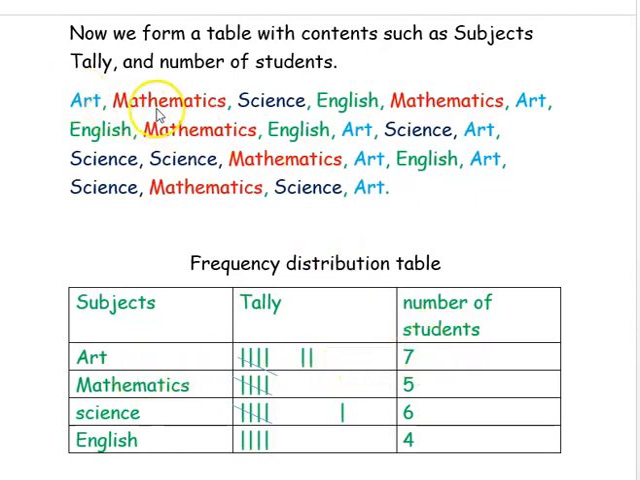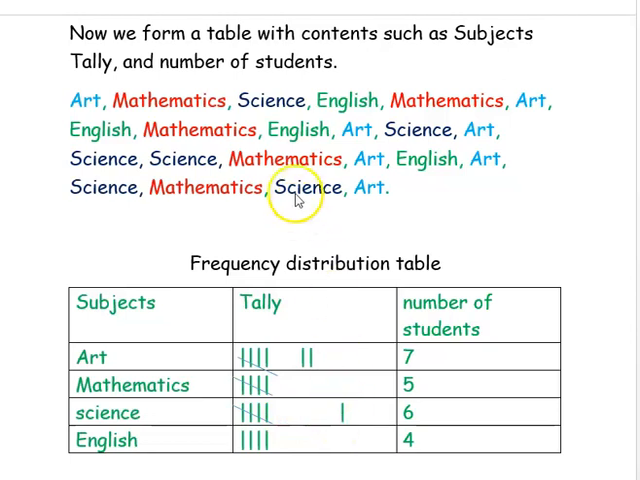Next we'll count mathematics. 1, 2, 3, 4, 5. So 5 students opted for mathematics. So I am drawing 5 tally marks. 1, 2, 3, 4 and the fifth tally mark will cross the 4 tallies. Next we'll calculate science. 1, 2, 3, 4, 5, 6. So 6 students opted for science. 1, 2, 3, 4, then the fifth crosses all the 4 tallies, and 6.